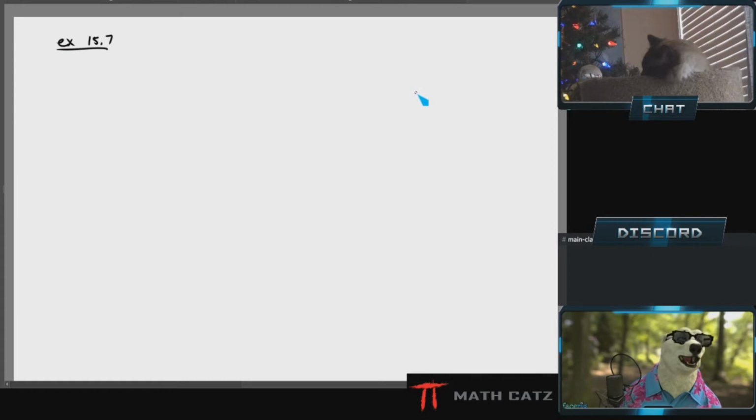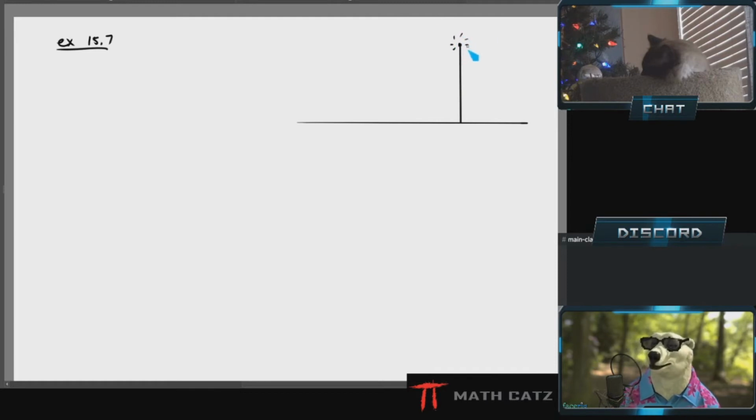Exercise 15.7. Again, I want to draw a diagram here to see what is happening. So I have the ground. I have a lamppost. It has a light. I am lying on the ground so that my height does not play a role. I'll make it a little bit further just so I have some space to write stuff. That's me looking up at the lamppost.